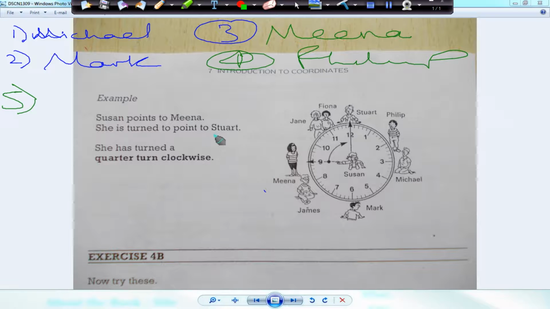Okay, question number 5. Susan points to James. Where's James? Next to me, there. And then she turns half a turn, so she's gone all the way back around to the other side. So who will she be facing now? Philip again. Anyway, it doesn't matter about being again. That's the end of exercise 4.